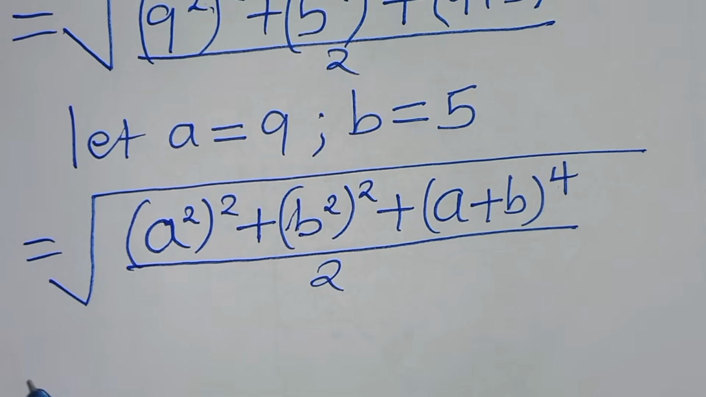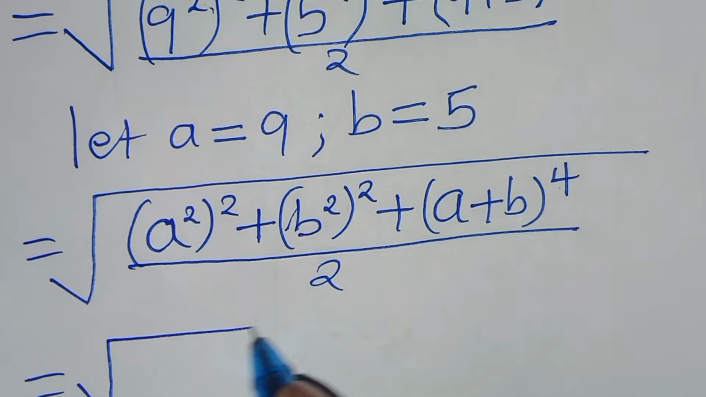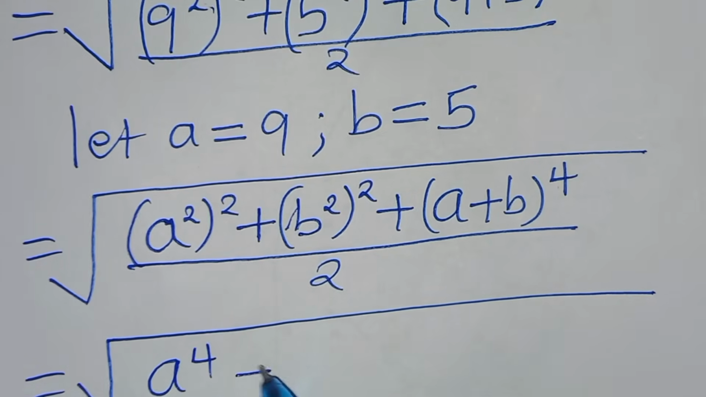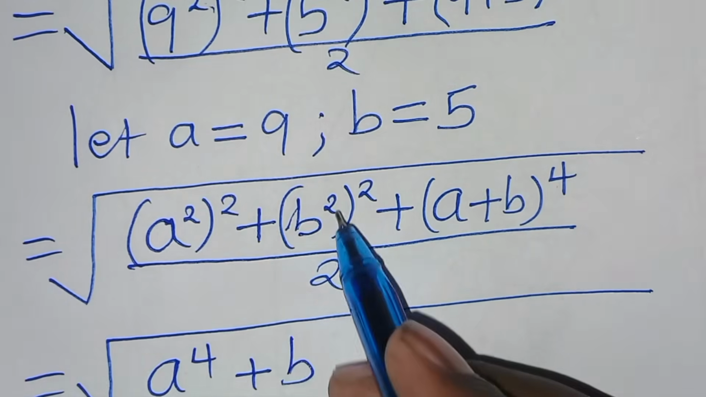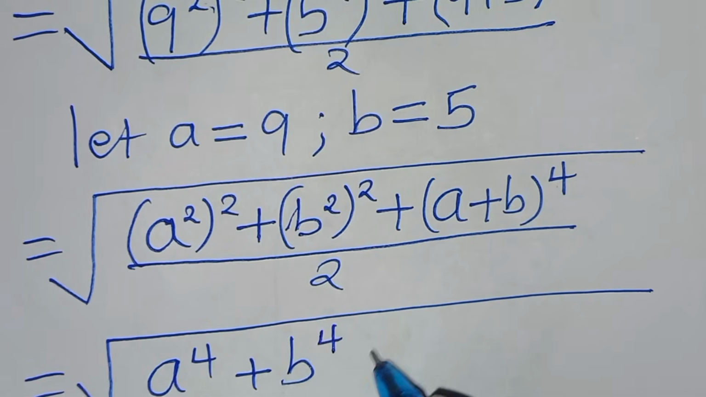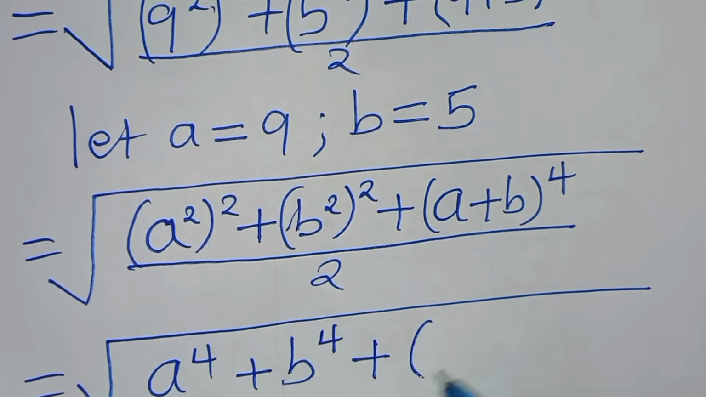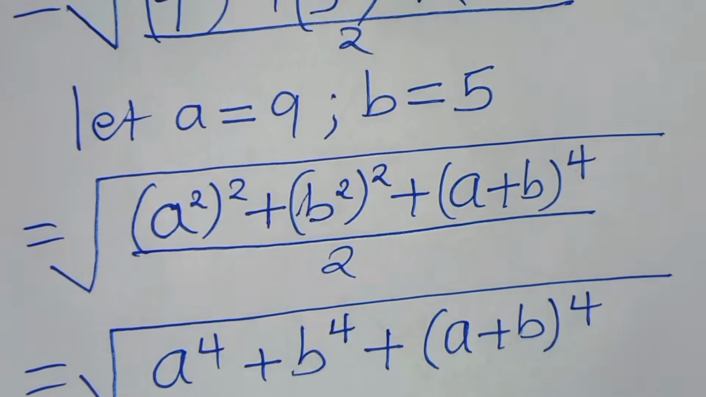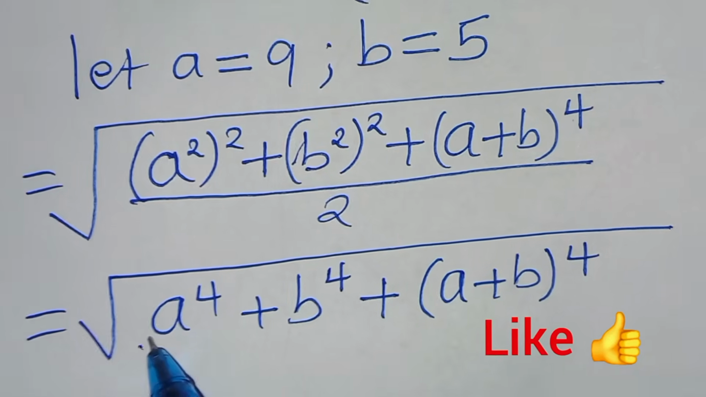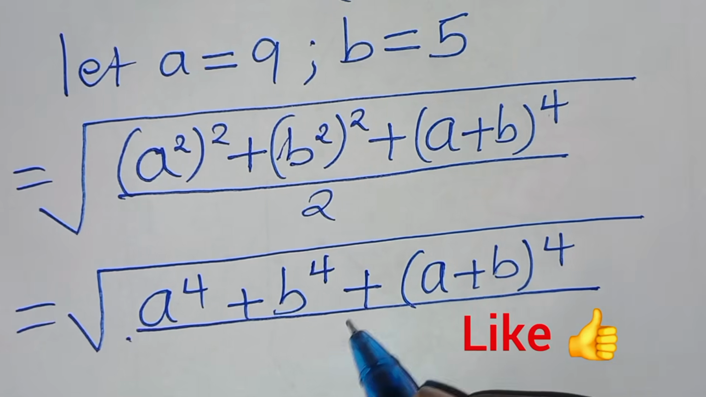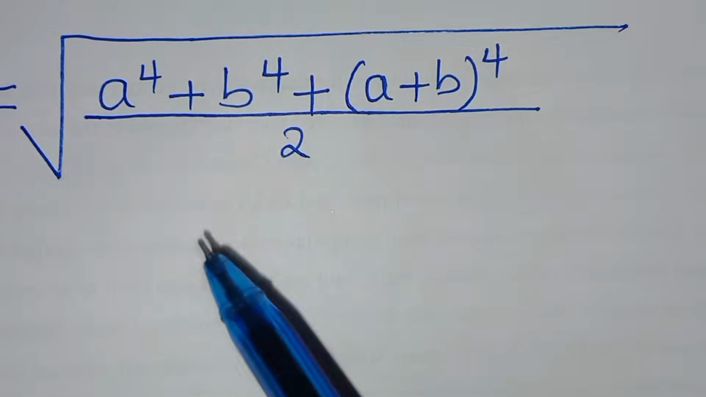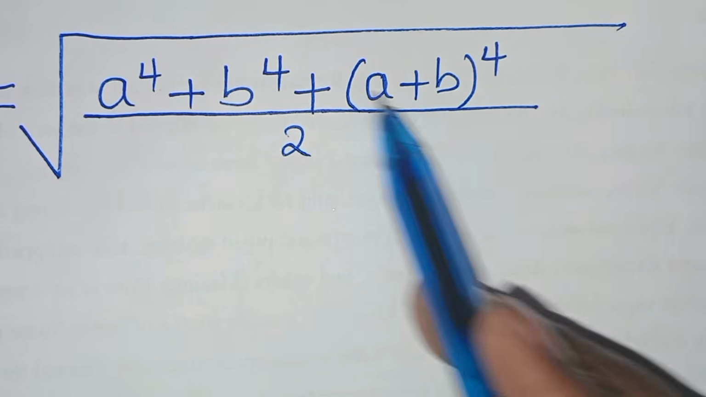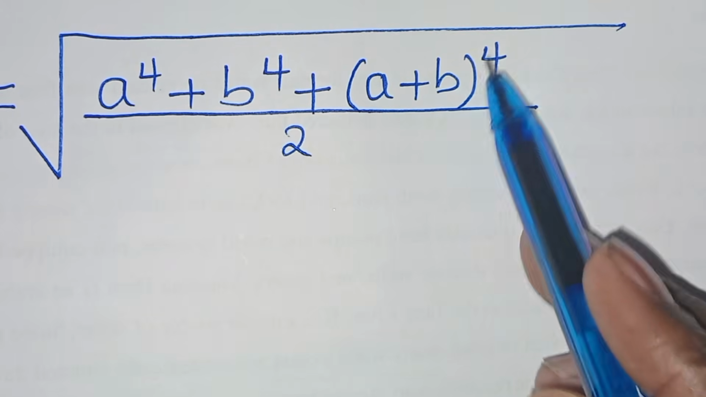So the next step here, we have the square root of, this is the same thing as A to power 4 plus B to power 4, then plus, this is the same thing as A plus B raised to power 4. All of this divided by 2. Now here we have the square root of A to power 4 plus B to power 4 plus, now here we have A plus B raised to power 4.